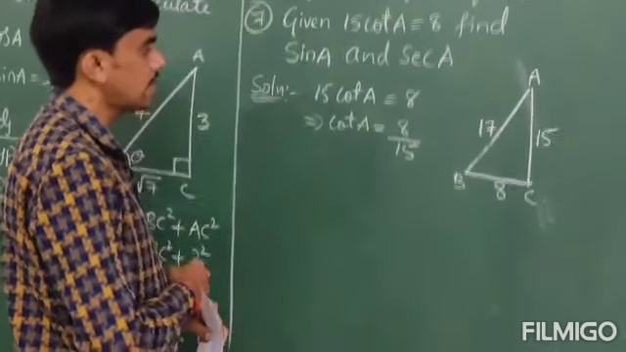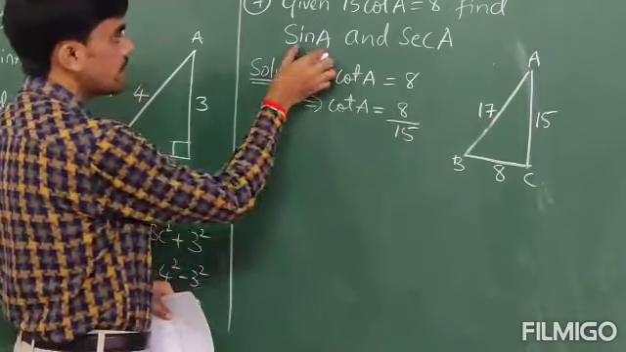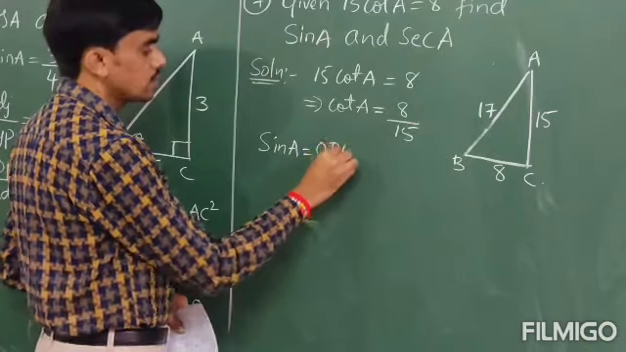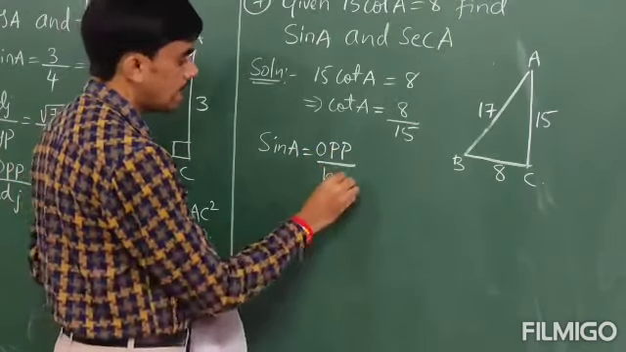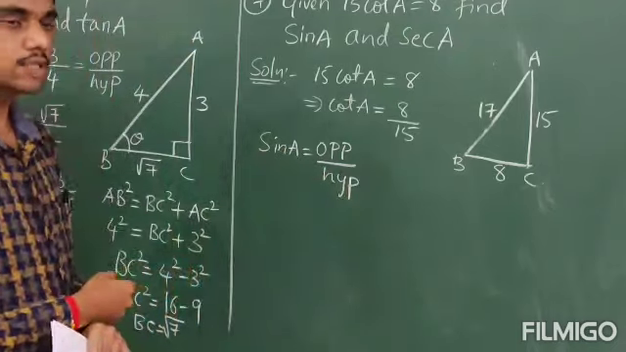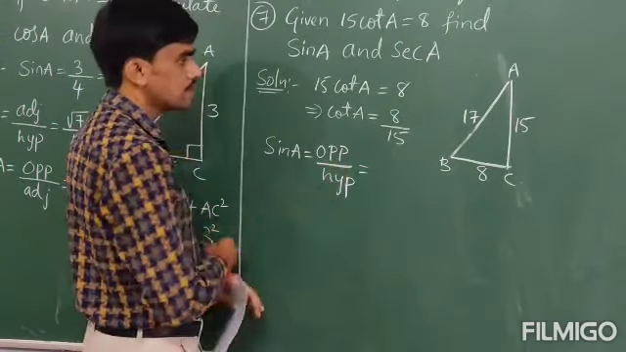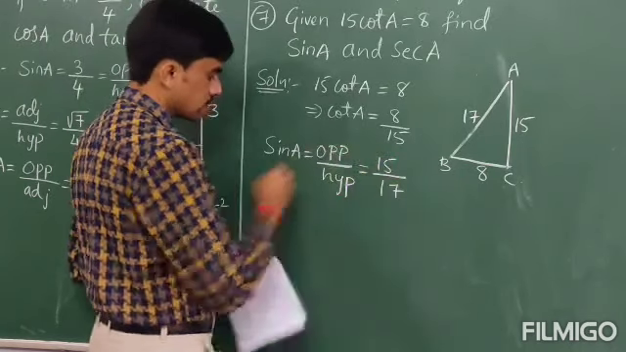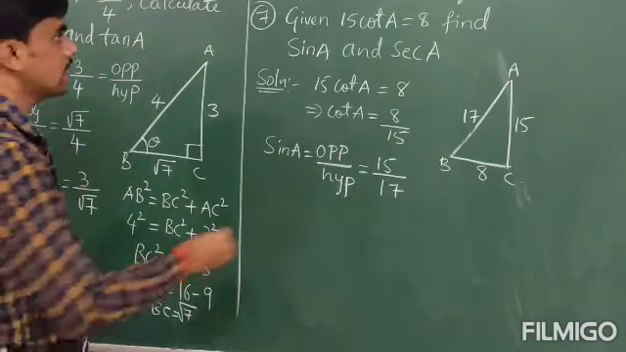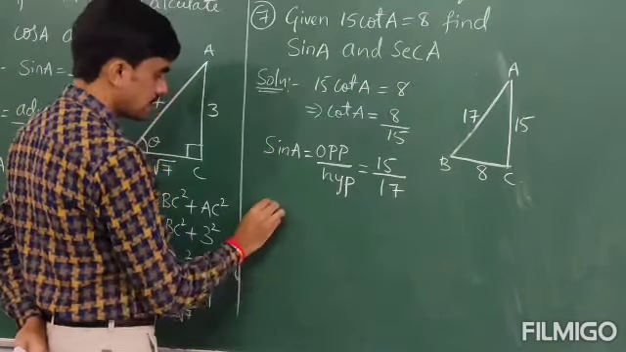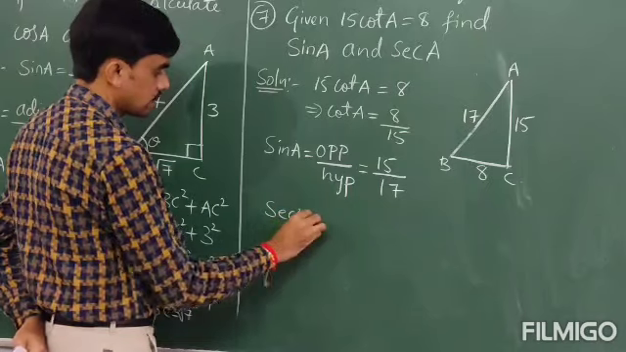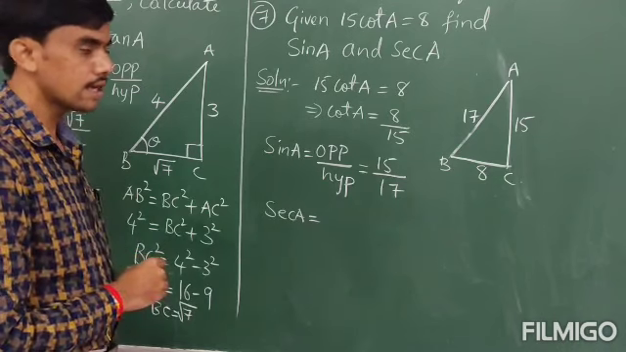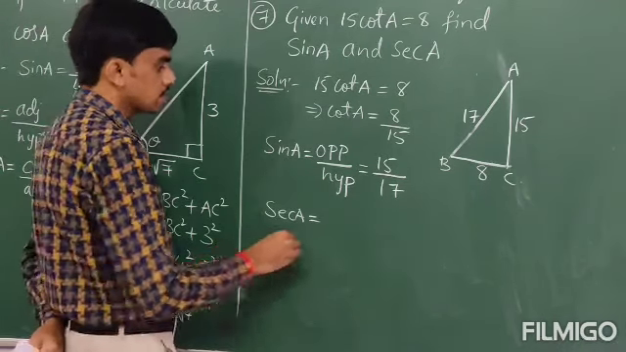Okay, so here they have given that cot A is equal to 8 by 15. We have to find the value of sin A. Sin A is equal to opposite by hypotenuse. The opposite side is 15, the hypotenuse is 17. So sin A is 15 by 17. Next we have to find the value of secant A. So what is secant A by trigonometric ratio? So secant A is what?